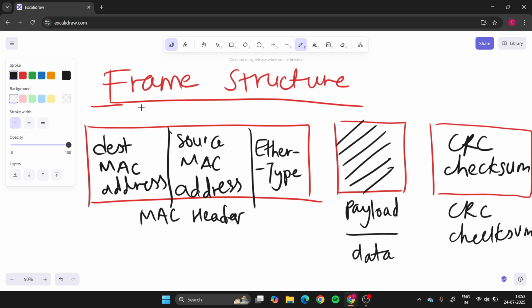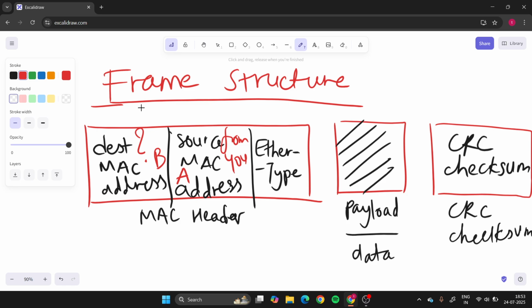So what is this exactly? Destination MAC address. Where do you want to send this data? Where are you going to send this? And from whom? This is you. So your MAC address, computer A is sending it to computer B. So computer A, and this is computer B, where you're sending the data to.